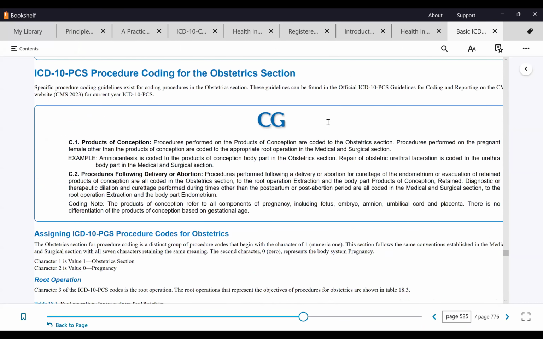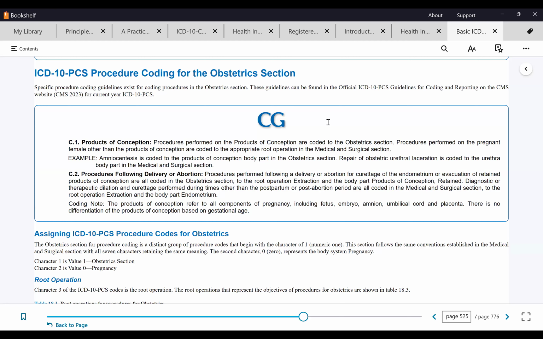And again, here they are, C1 and of course C2. C1, products of conception. Procedures performed on the products of conception are coded to the obstetric section. Anything that's performed on the pregnant female other than the products of conception is coded to the appropriate root operation in the medical surgical section. Very clear. So they give us an example. An amniocentesis is coded to the products of conception body part in the obstetric section. A repair of an obstetric urethral laceration is coded to the urethra body part in the medical surgical section.